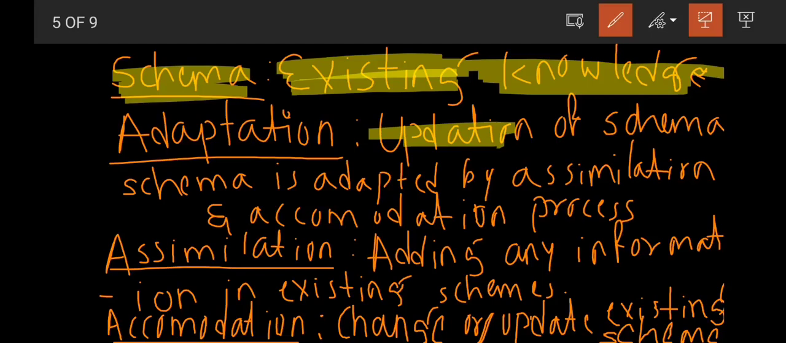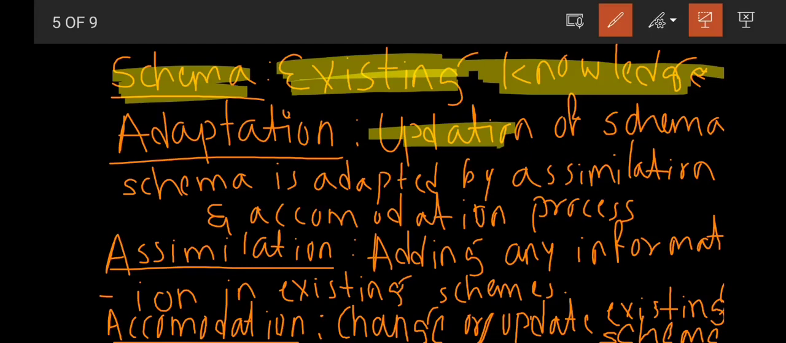Then the child will tell his sister, see there, the bird is flying. Actually he is looking at an aeroplane, but he has this schema, or existing knowledge, that anything that flies is a bird. So when he sees the aeroplane he will say, see there, the bird is flying. Here the sister will suggest to her brother that no, that is not a bird, that is an aeroplane.